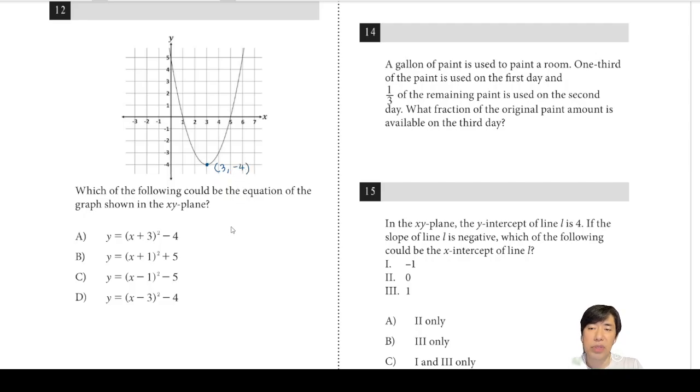So it must be y is equal to, the leading coefficient is 1 because there's no other option available to choose. So that must be (x minus 3) squared minus 4, right? So the answer is D.